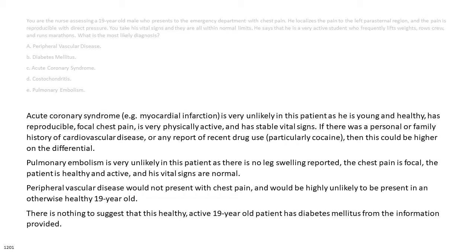If there was a personal or family history of cardiovascular disease, or any report of recent drug use, particularly cocaine, then this could be higher on the differential. Pulmonary embolism is very unlikely in this patient as there is no leg swelling reported, the chest pain is focal, the patient is healthy and active, and his vital signs are normal. Peripheral vascular disease would not present with chest pain, and would be highly unlikely to be present in an otherwise healthy 19-year-old. There is nothing to suggest that this healthy, active 19-year-old patient has diabetes mellitus from the information provided.